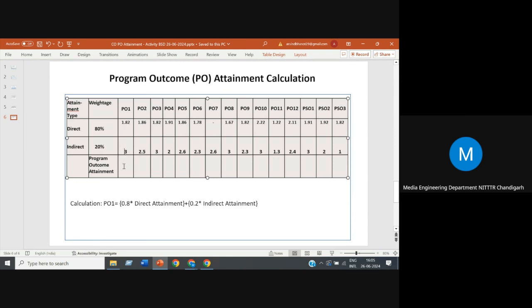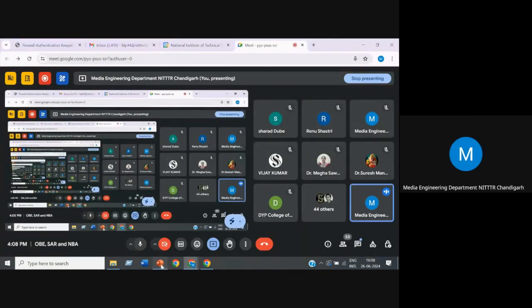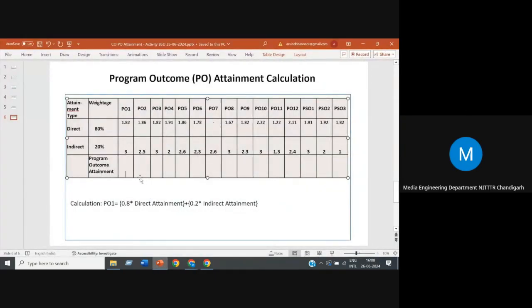Okay, so now calculate this. So using this expression, 0.8 into direct attainment. So this 1.8 into 80% plus 3 into this 20%. 1.82 into 80% means 0.8, right? Plus 3 into 0.2. So what will be this value? Kindly let me know, have you done these calculations? So what will be this calculation? Anyone who has done this calculation?